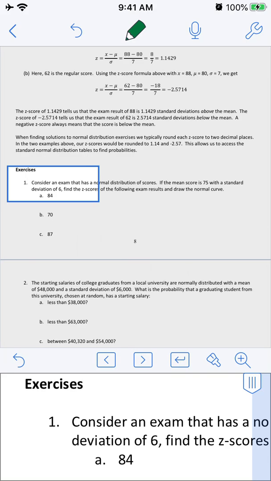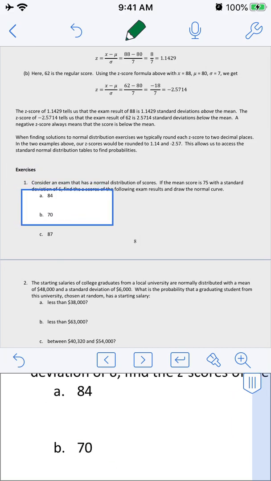Consider an exam that has a normal distribution of scores. If the mean score is 75 with a standard deviation of 6, find the z-scores of the following exam results and then draw the curve. So let's just find the z-scores here. We'll calculate them out. We'll use that formula.